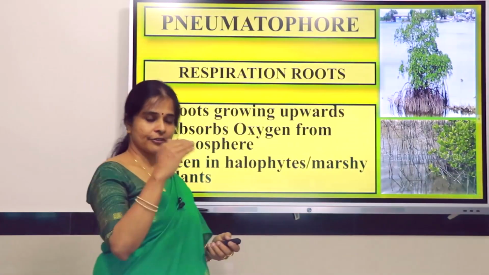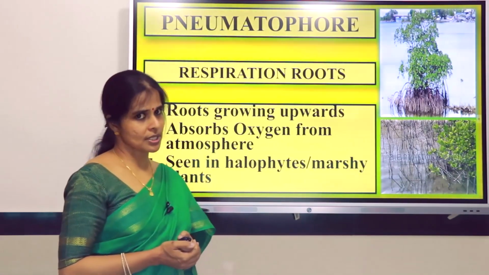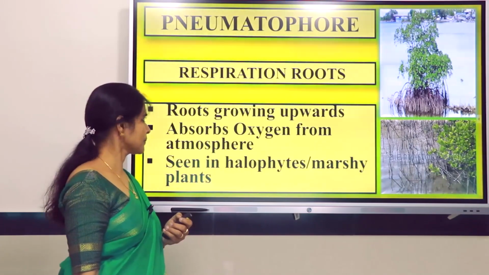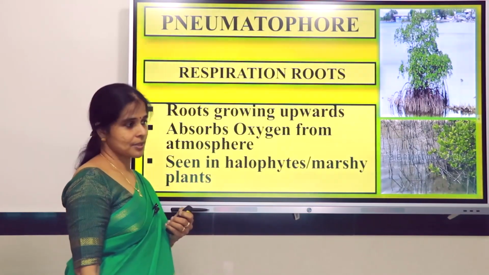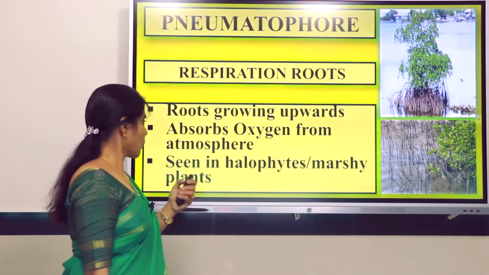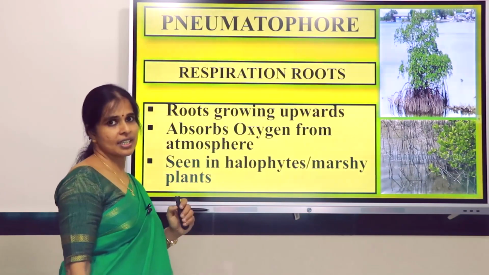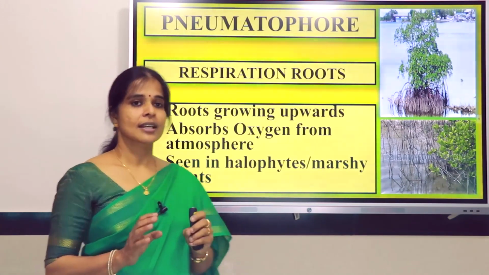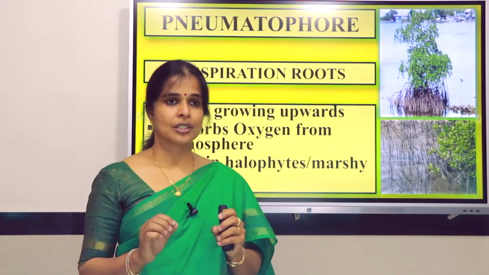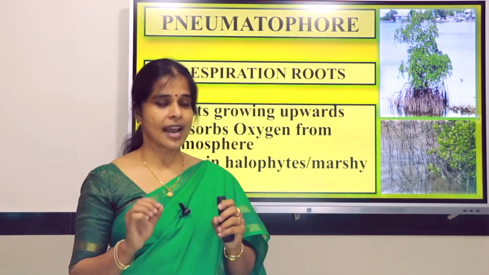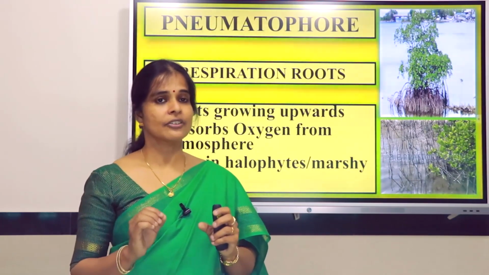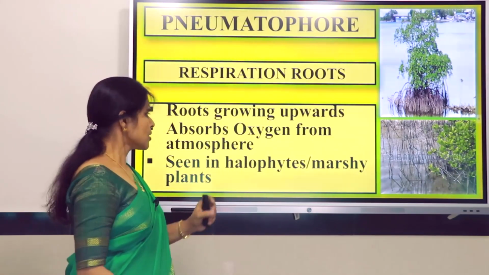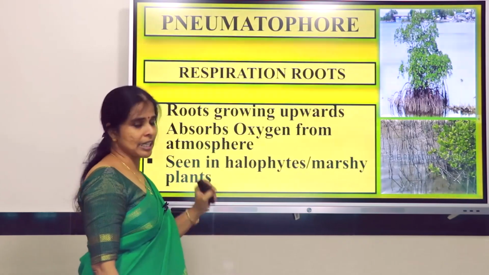Now, the first, storage roots, are over. Next is about the respiration roots. What are respiration roots? The plants which grow in marshy areas are known as halophytes. Halophytes are plants which lack oxygen, as the marshy area never has oxygen in the soil. So, they are devoid of oxygen. So, the roots want to breathe.